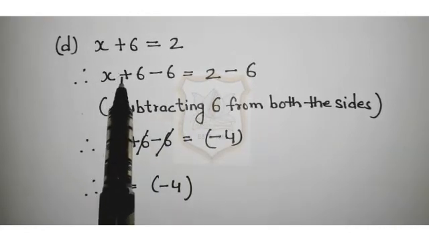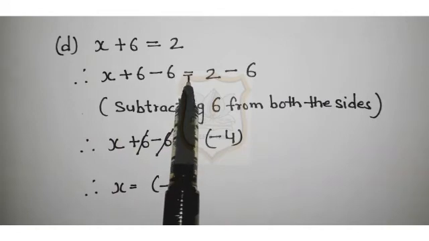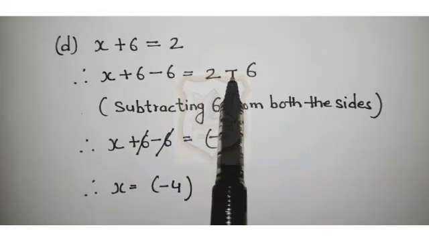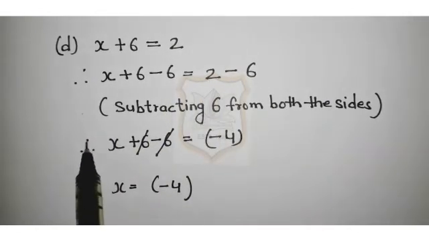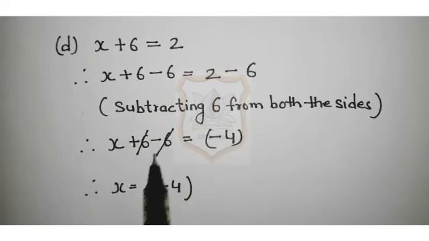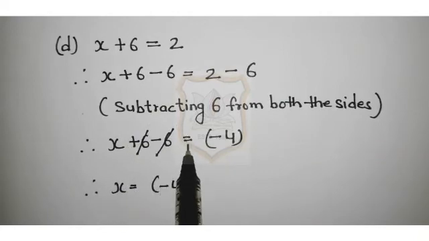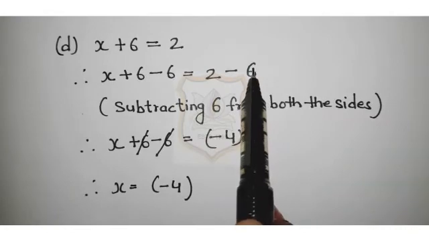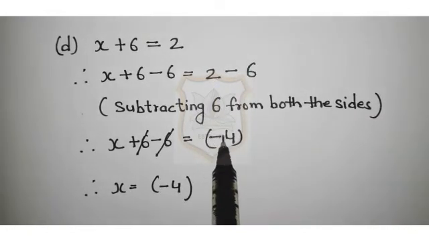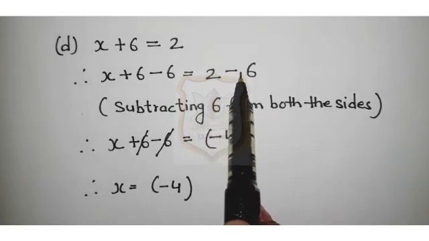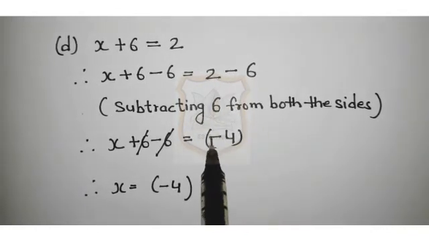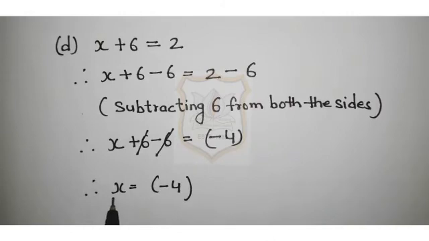So, x plus 6 minus 6 is equal to 2 minus 6. Now, therefore, x plus 6 and minus 6, both of them cancel out. That is equal to 2 minus 6. We have to subtract 6 from 2. Our answer will be minus 4, because plus minus minus. 6 minus 2 is equal to 4, so our answer will be, therefore, x is equal to minus 4.